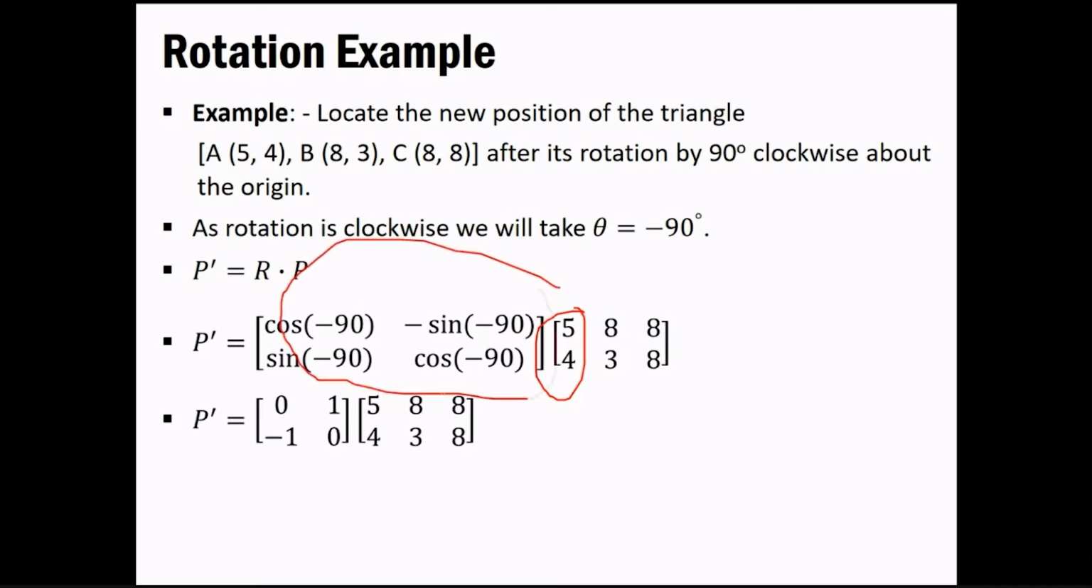Based on the values, cos minus 90 you'd be getting 0. For minus sine minus 90 degree you'd be getting 1. Similarly for this you have minus 1, and cos minus 90 is 0. In the examination, a scientific calculator is allowed, so you can simply calculate these values. Once you get these values, you put them in the matrix, and you just have to multiply it with the remaining points that are given to you.